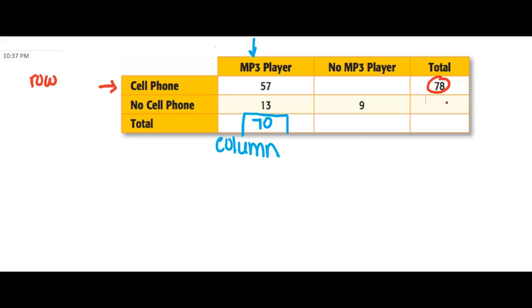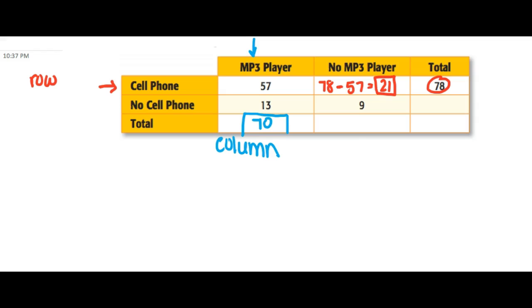Well, let's see how many of the people who have a cell phone don't have an MP3 player. So in order to do that, we need to do 78 minus 57, and we get 21 people. So now we have all of this wonderful information.